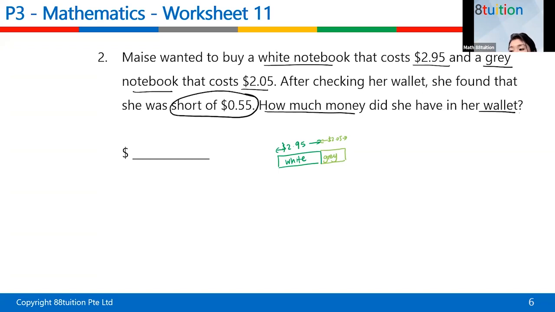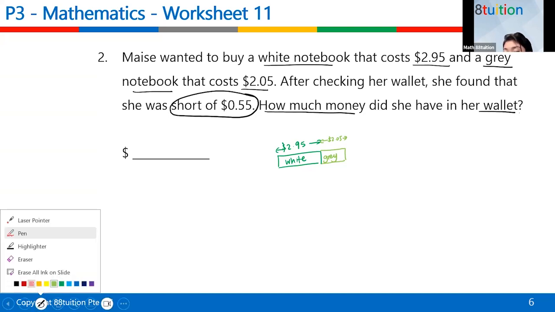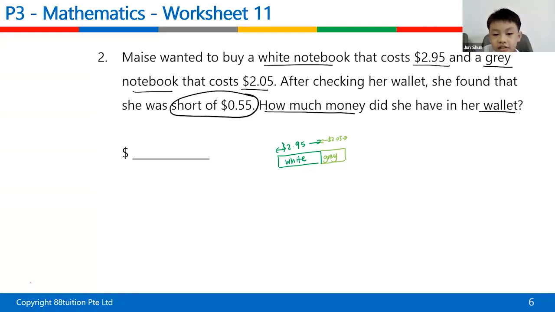So she wants to spend this amount of money, but she doesn't have this amount of money. She's short of how much? 55 cents. So how should I do it in the model? How should I show that she is short of 55 cents?